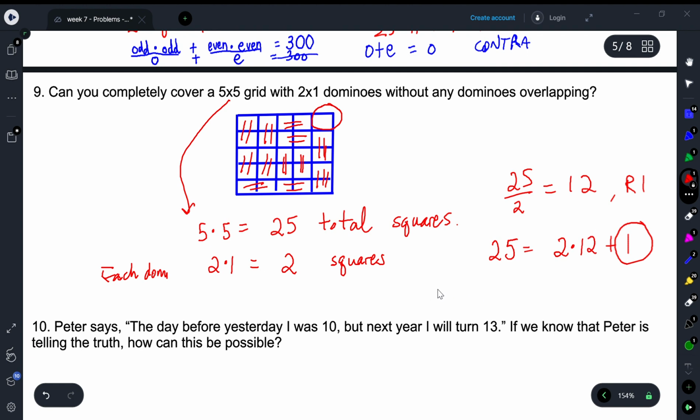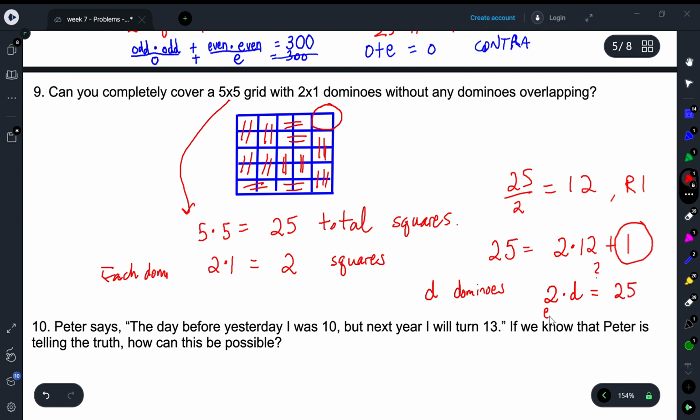Or you can think to yourself, I have D dominoes, so I need to take my D dominoes and multiply them by 2 squares per domino. For example, if D is 10, 2 times 10 is 20 total squares. If I have 10 dominoes, they'll cover 20 squares. If I have 5 dominoes, they'll cover 2 times 5 squares, because each domino is worth 2 squares. So is it possible for 2 times D to equal 25?